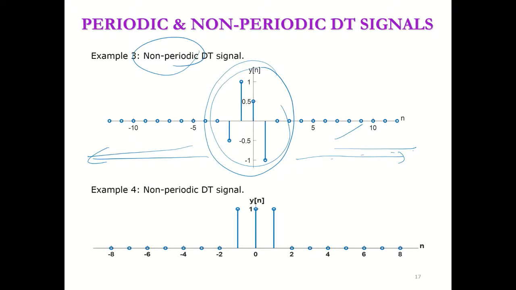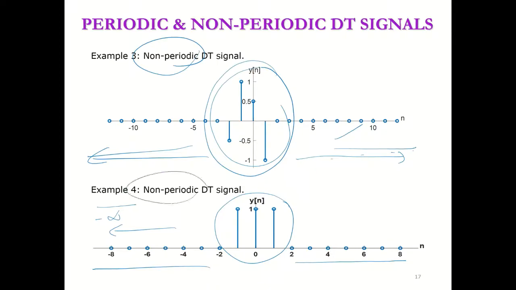Same with example 4. We can see there are only 3 samples in the signal. It is not repetitive. There is no repetition on both sides, to positive infinity and to negative infinity. So we say that this signal is non-periodic.